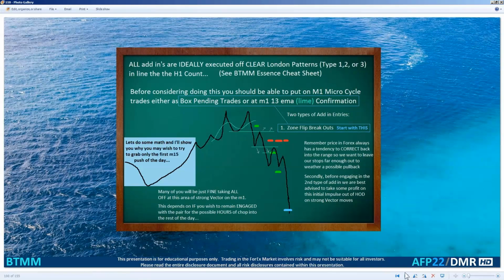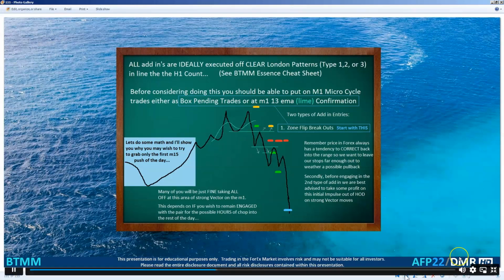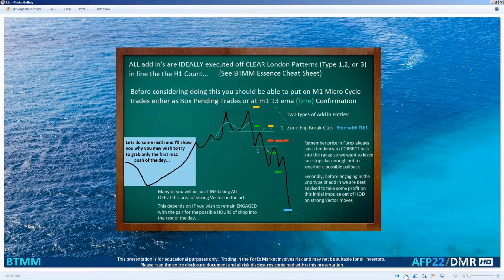Let's do some math, and I'll show you why you may wish to try to grab only the first M15 push of the day. This might be the first push on the M15 chart. Might be number 2, might be number 1, but I want to encourage folks to start out with taking it all here, not getting into the pullbacks and the rest of that. That will take specialization and further development. You will have that. I'm going to give you the information to learn that, but let's just do some math on this initial move out of here.